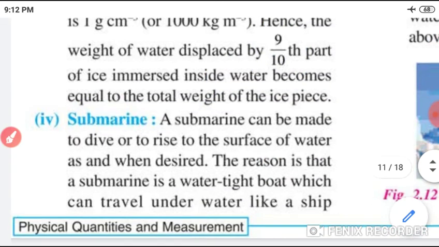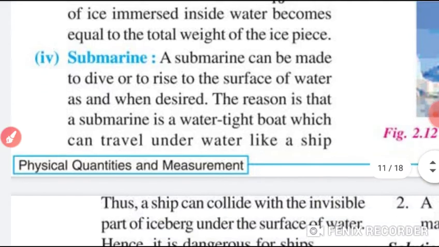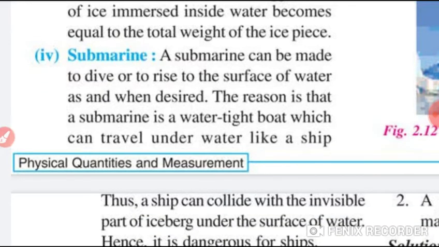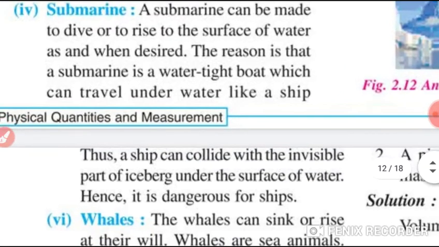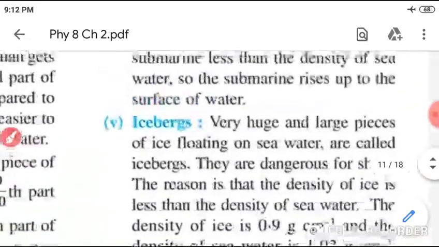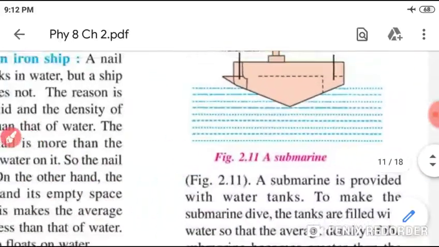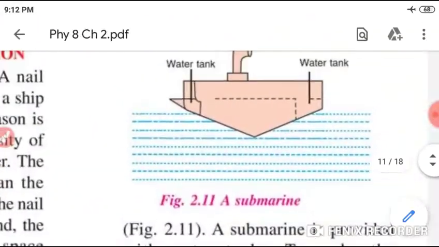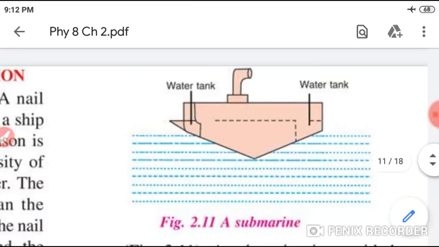Now, students, we will talk about the next point, submarine. A submarine can be made to dive or to rise to the surface of water as and when it is desired. What is the reason behind that? The reason is that a submarine is a watertight boat which can travel underwater like a ship. Students, this is the submarine as you are seeing here.